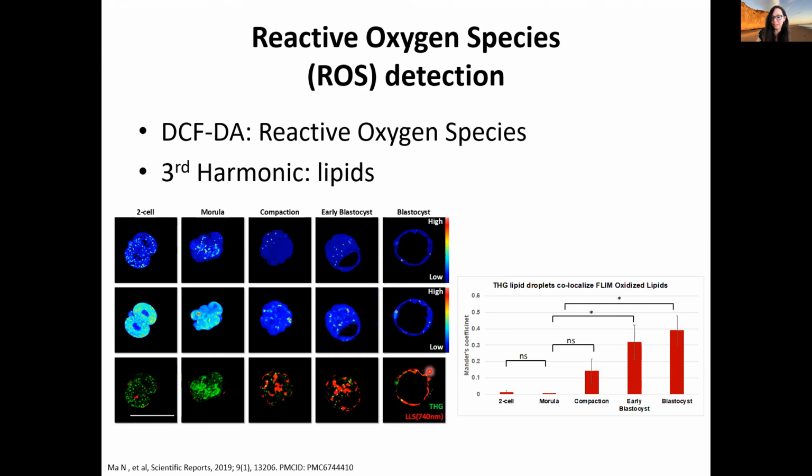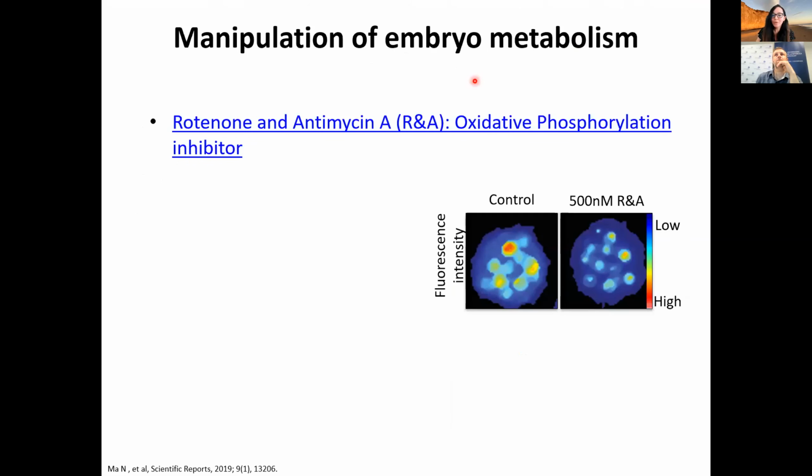the lipids during development. So here we see that at the 2-cell stage, there is no localization of the third harmonic lipid species with the fluorescence long lifetime species. However, you start to see the correlation in the compaction, early blastocyst and late blastocyst stage. So we were able to discern that, in fact, this lifetime shift was due to that amount of reactive oxygen species.